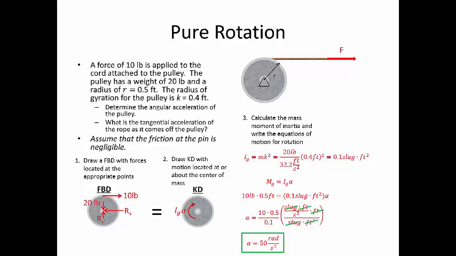Now, what about the tangential acceleration of the rope as it comes off the pulley? Well, since we're rotating about a fixed point, we can use that our tangential acceleration is equal to our angular acceleration times the radius, or a equals alpha r. In this case, our tangential acceleration is equal to 50 radians per second squared times our radius of 0.5 feet, which gives us a tangential acceleration of 25 feet per second squared.